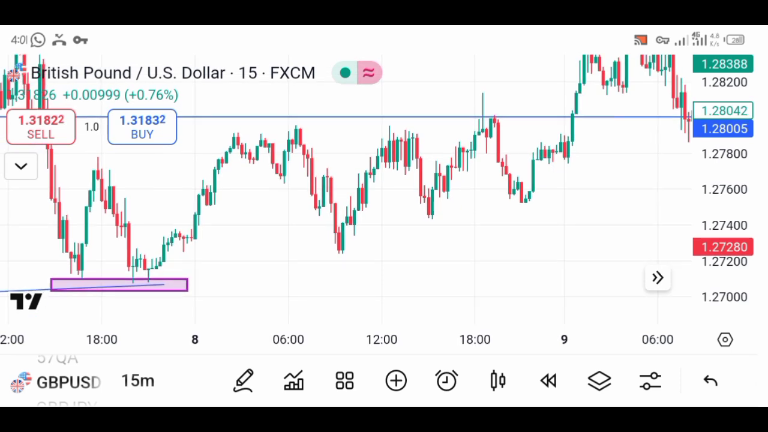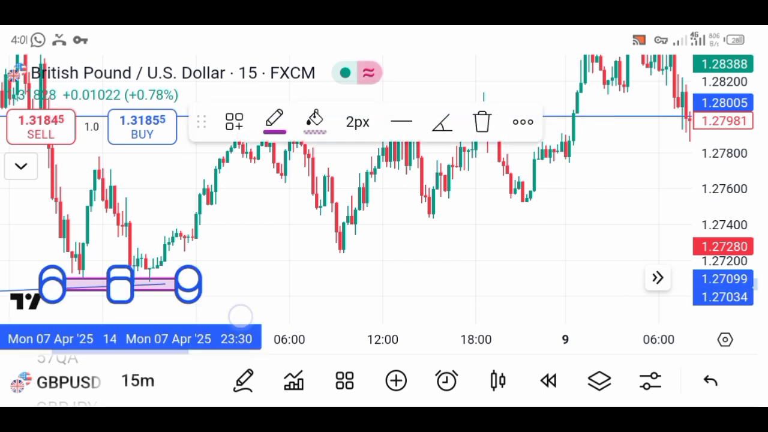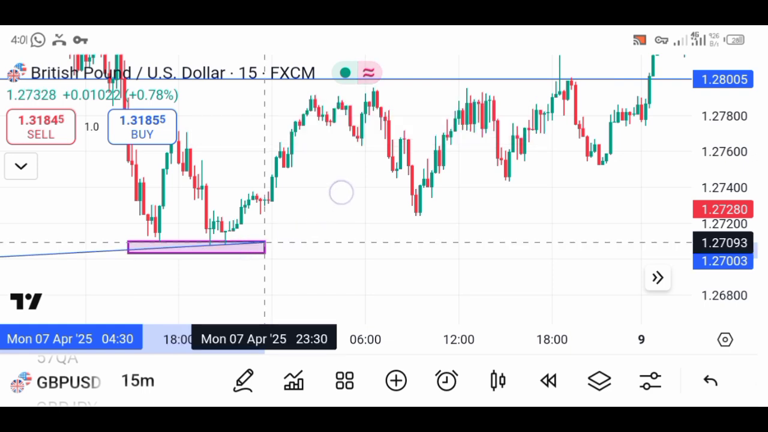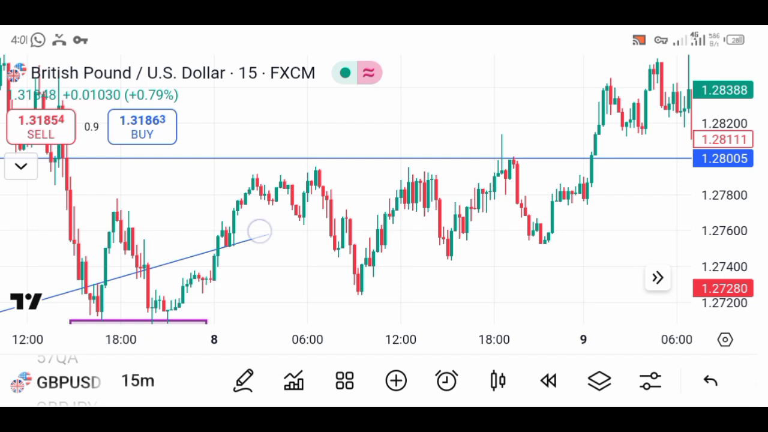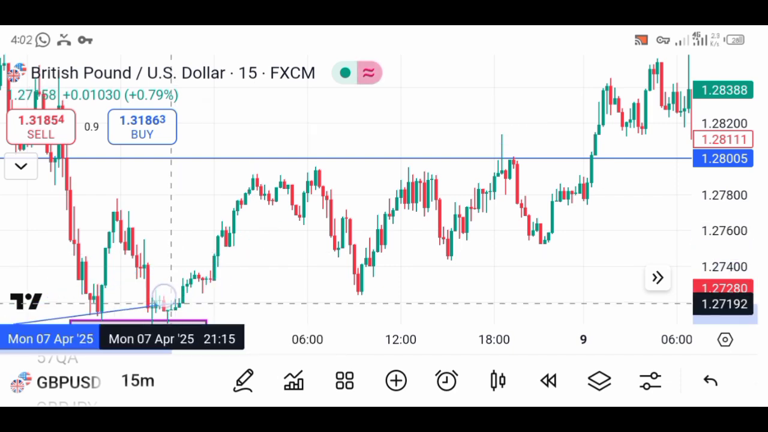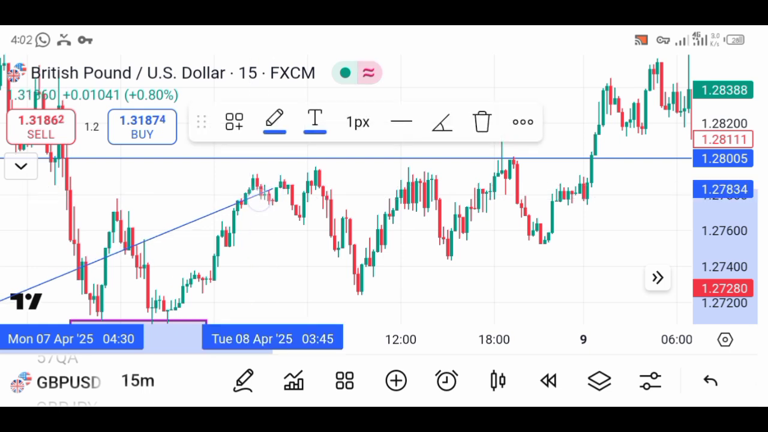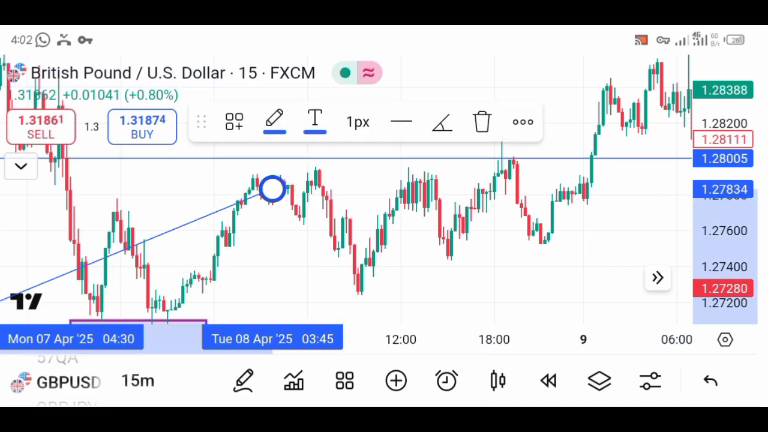So now look at it. So now, the market was just moving. After I've made plenty of profit like this, the market has just been moving. So now, the market again goes to another area, to this area.